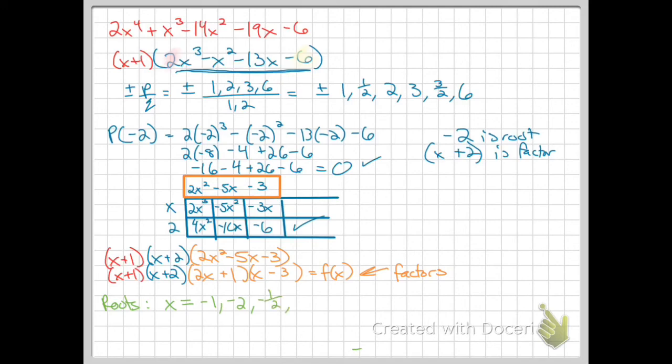Set up zero product property if you don't see where that came from. And the last one's going to give me 3. These are the roots of that polynomial. And if you plugged any of them into the original equation, you would get a remainder, an answer of 0.